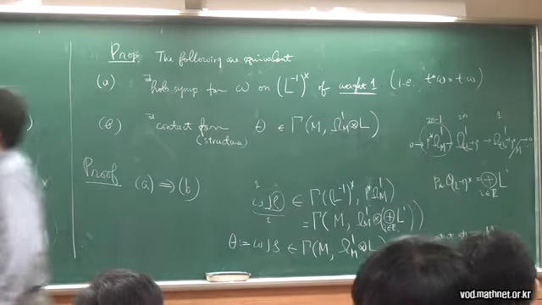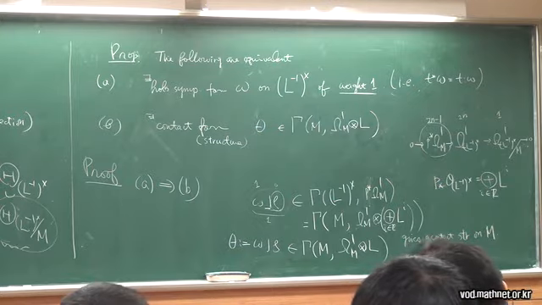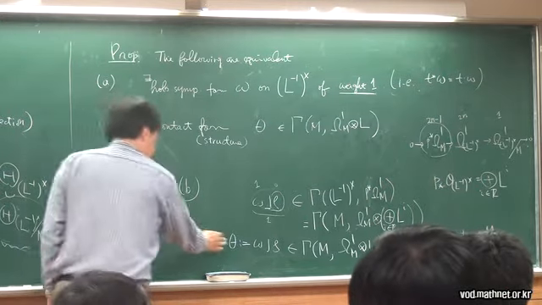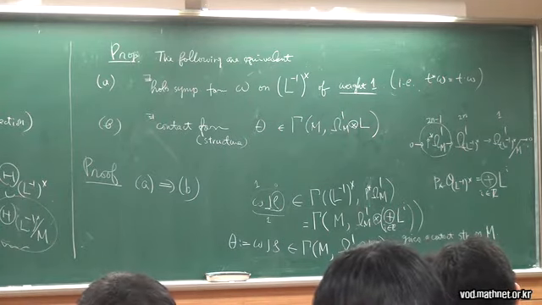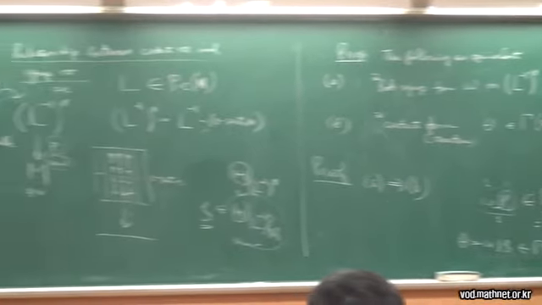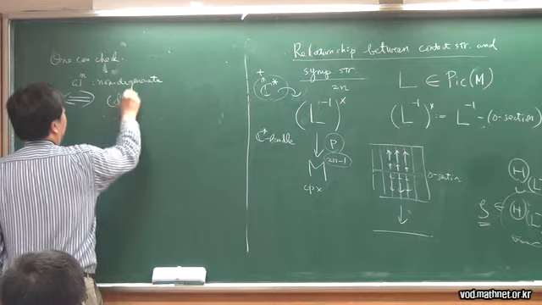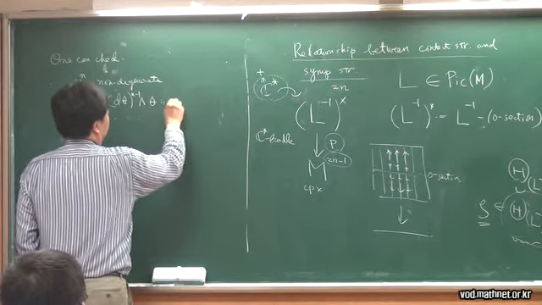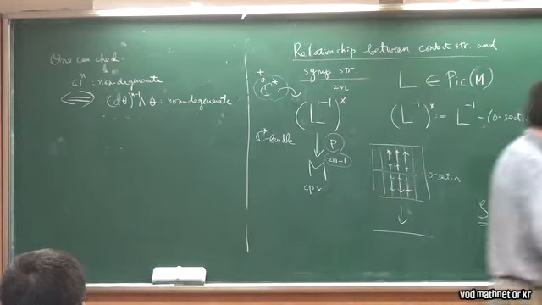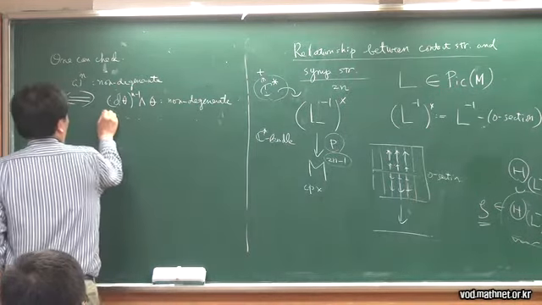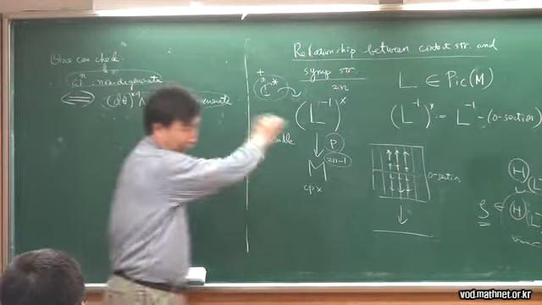Actually, one can check, but I omit the following one. The omega n times wedge of omega is non-degenerate if and only if d theta n minus 1 wedge theta is non-degenerate as a twisted 2n minus 1 form. One can check this. So this implies that this is a contact. So if this holds, then theta gives a contact structure, as I explained in the last lecture.